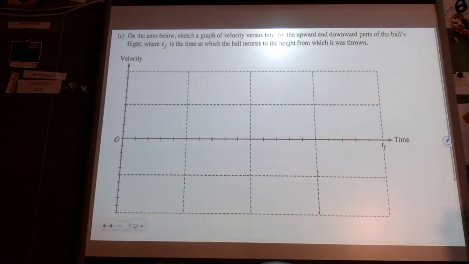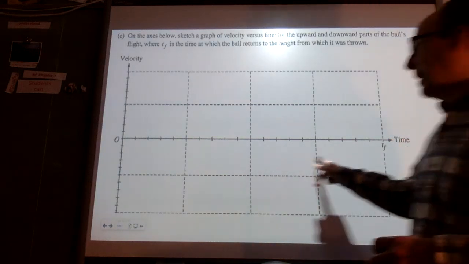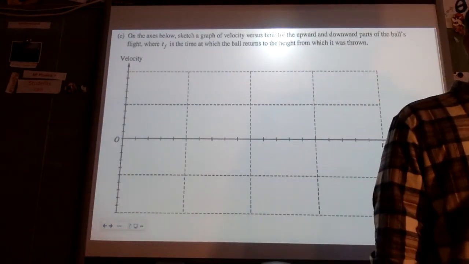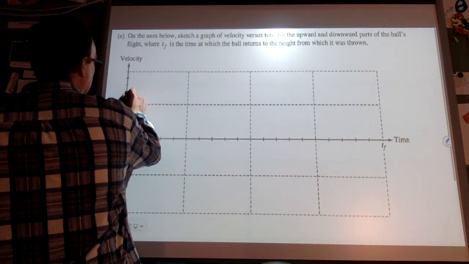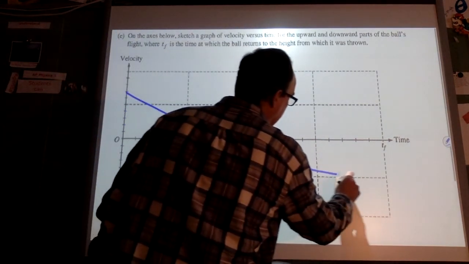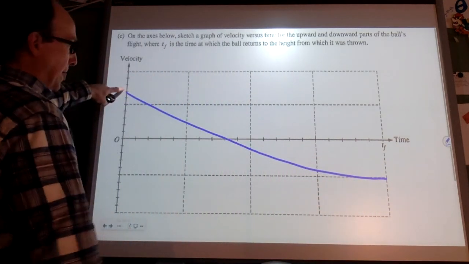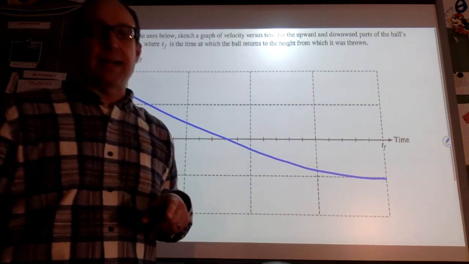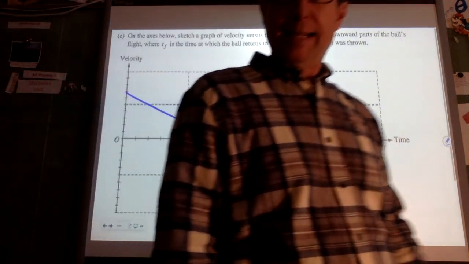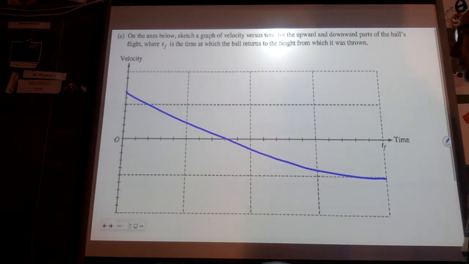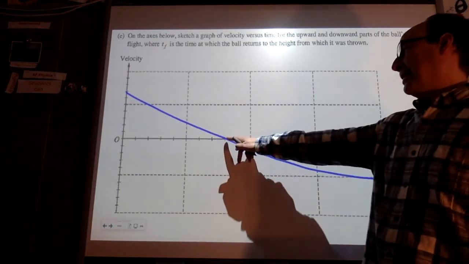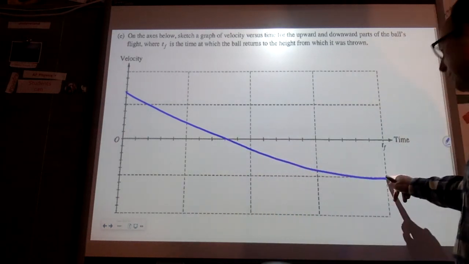On the axes below, sketch a graph versus time for the upward and downward parts of the ball's flight, where tF is the time in which the ball returns to the height from which it was thrown. So it's going to go the whole thing, and we have a graph that has a split in the middle. So I want this to curve down, and I want my second part to take longer than the first. I want this magnitude to be bigger than that magnitude, because it's not going to reach the same velocity that it did. So the two important parts are that this is less time and this is less speed.